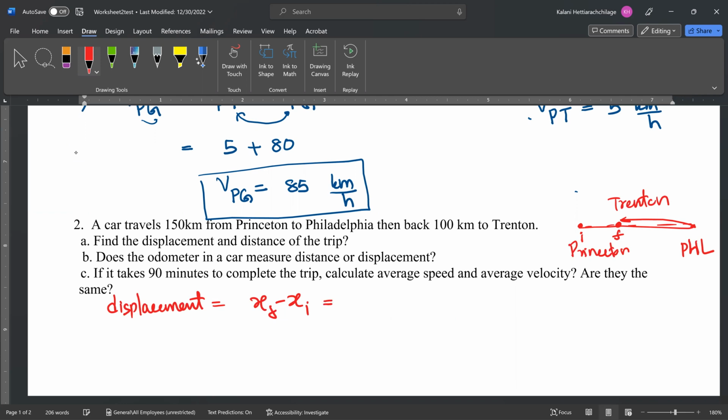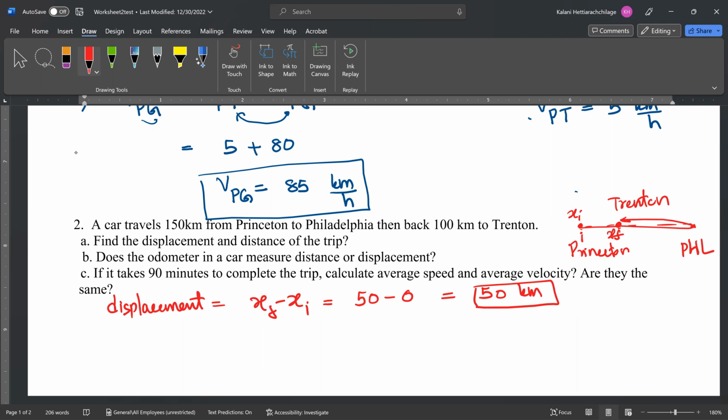So you know that 150 and 100 back means this place is actually 50, and this is actually 0. This is where you start, x initial, and this is your final, x final. x final is 50 and x initial is 0. I hope everybody understands that. 50 kilometers.